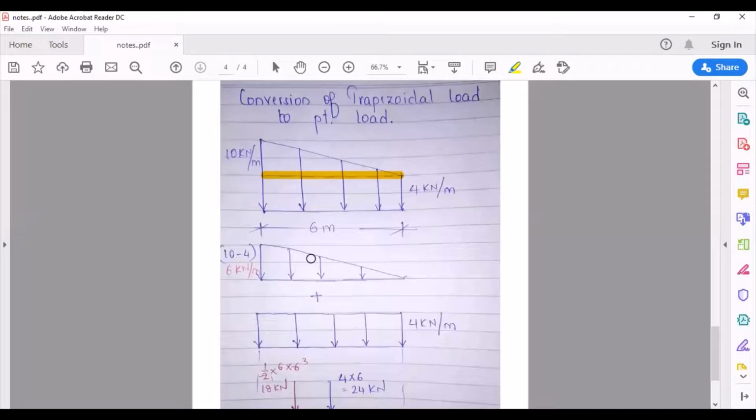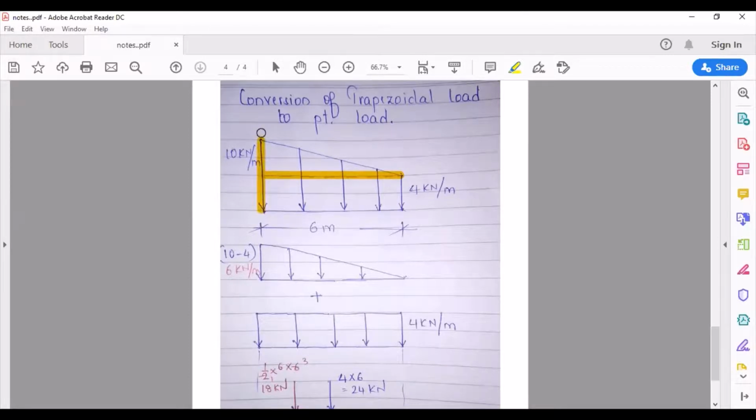Now, once you split it into UVL and UDL, you are supposed to write the intensity of loading. For the trapezoidal load, it was 10 kilonewton per meter on one end and 4 kilonewton per meter on the other end. Now, when I split it, I'll take out this upper triangle portion and keep it here. This right end is the apex, which is a pointed end, and the other end is the base. But what is the intensity of this base? This 10 kilonewton per meter is the total vertical length.